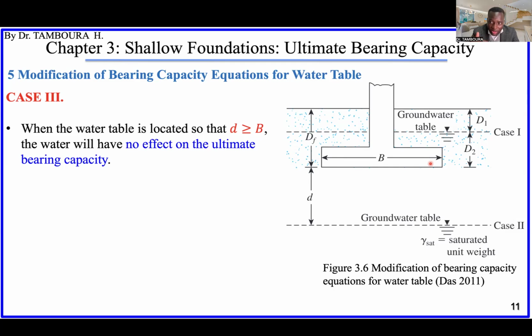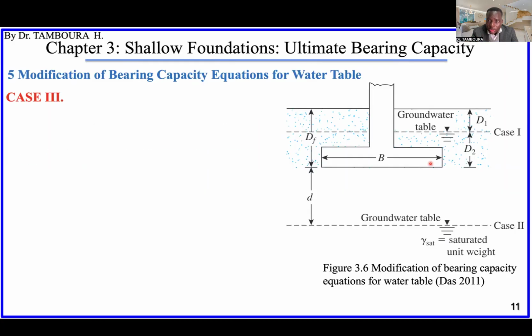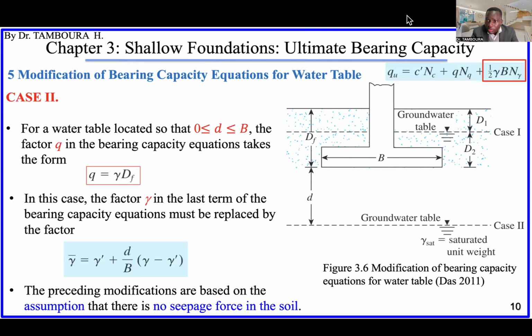So if you go back to the equations we gave for strip footing, square footing, circular footing, and depending on whether you have general shear failure or local shear failure, those coefficients are still the same. The only thing that is changing is this Q or this gamma, that's all.